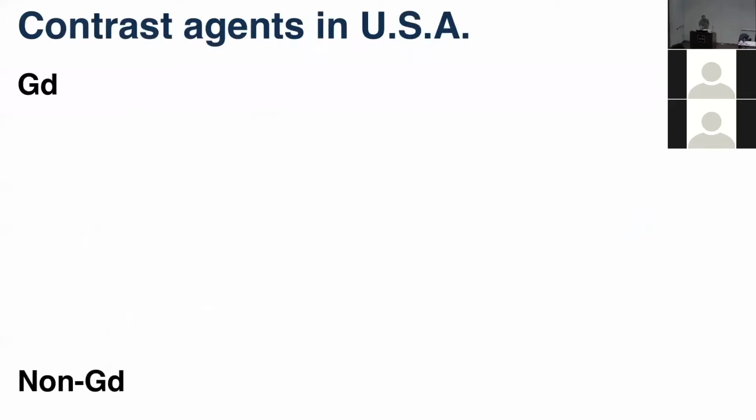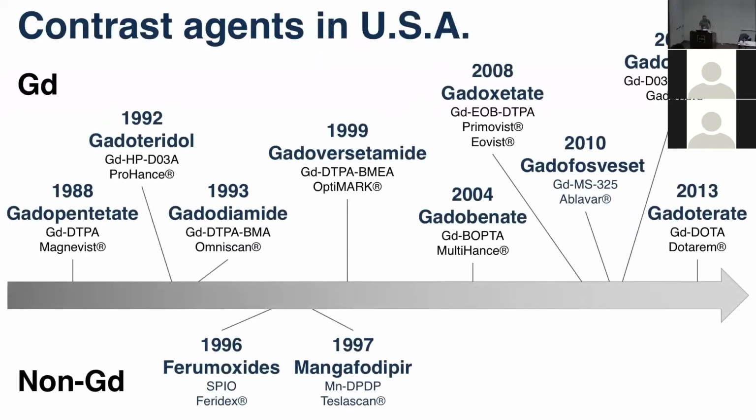So contrast agents in the United States can be divided into gadolinium-based contrast agents and non-gadolinium-based contrast agents. Non-gadolinium-based contrast agents include ferromoxides, which are iron-based particles, and manganese, which is a manganese-based contrast agent. So manganese has 5, I think, unpaired electrons, not quite as good as gadolinium, but still pretty good. And here are all the gadolinium-based contrast agents that are available in the United States.